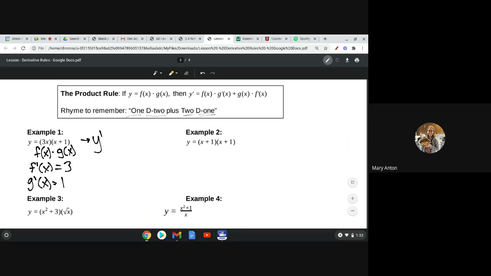So the derivative, y prime, is equal to f of x, which is 3x, right group? Times the derivative of g of x, which is 1, plus our g of x, which is x plus 1, times the derivative of f of x, which is 3.